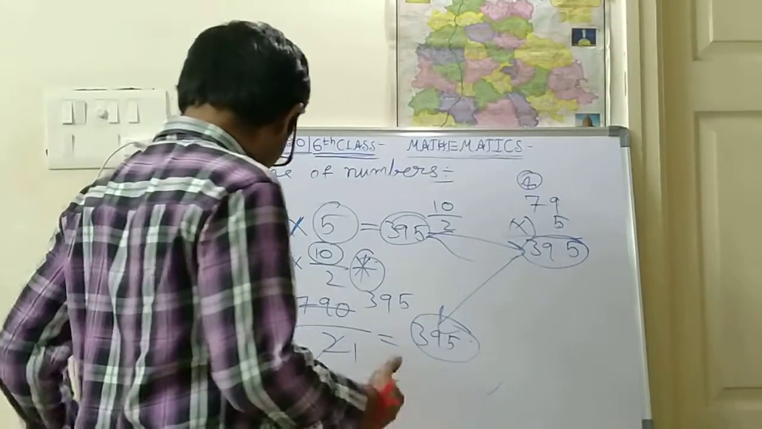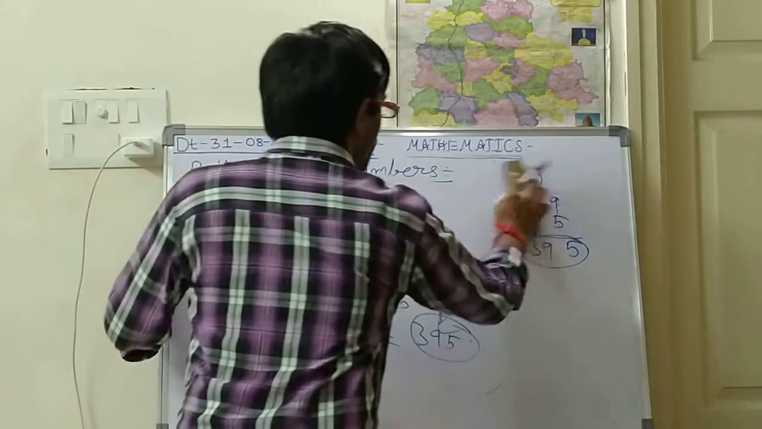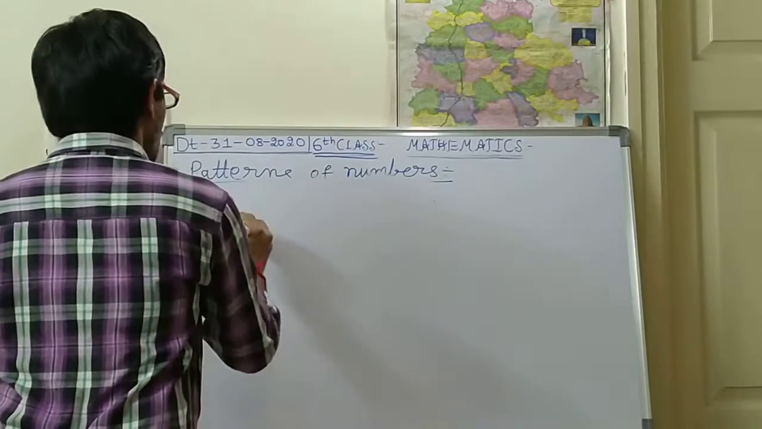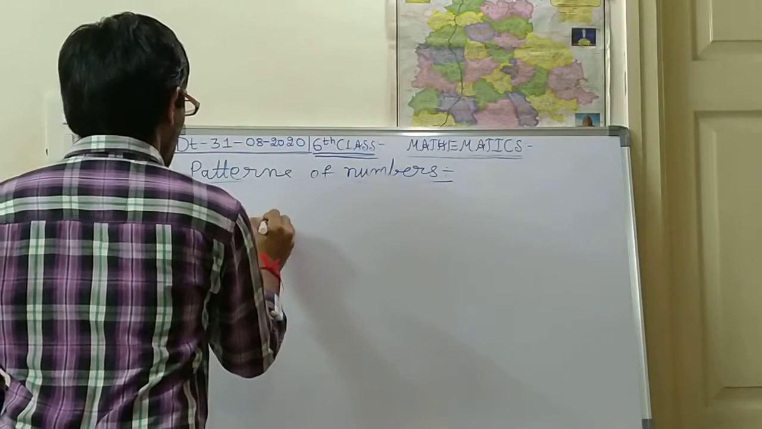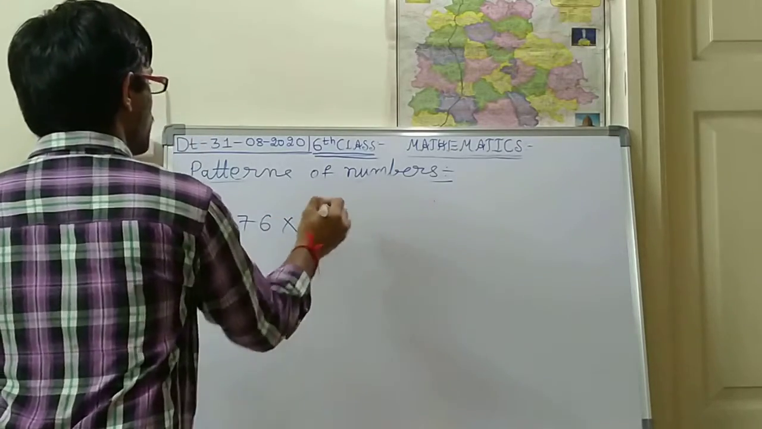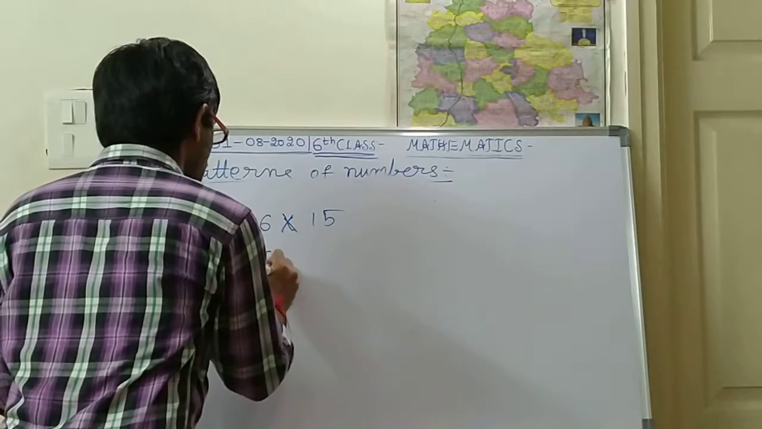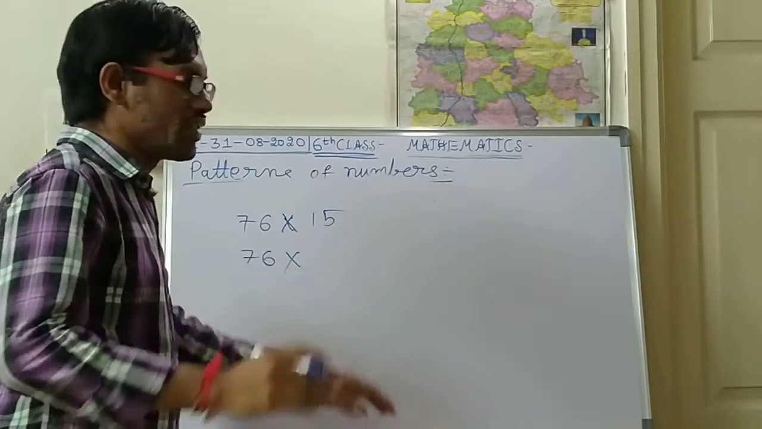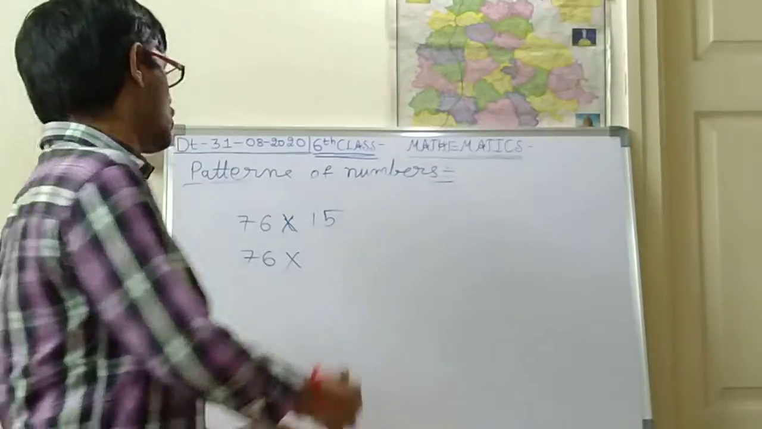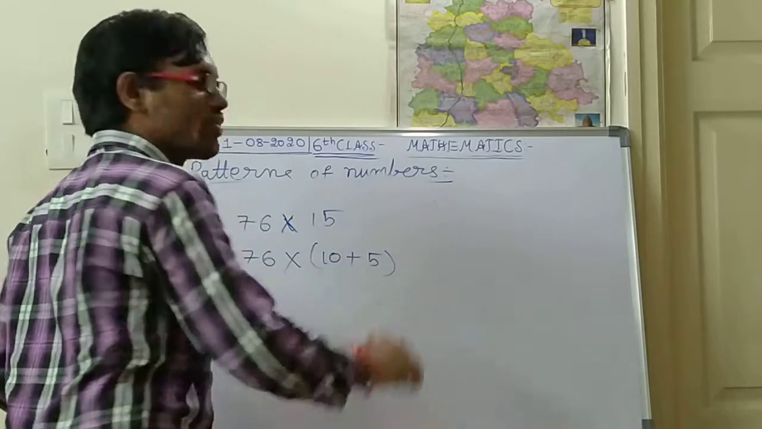Suppose a number is ending with 15. In the product, if a number is ending with 15, how should you do it? The same number I will take. 76 into 15. 15 means either subtraction of two numbers or addition of two numbers you can take. If I take addition, I will take 10 plus 5.